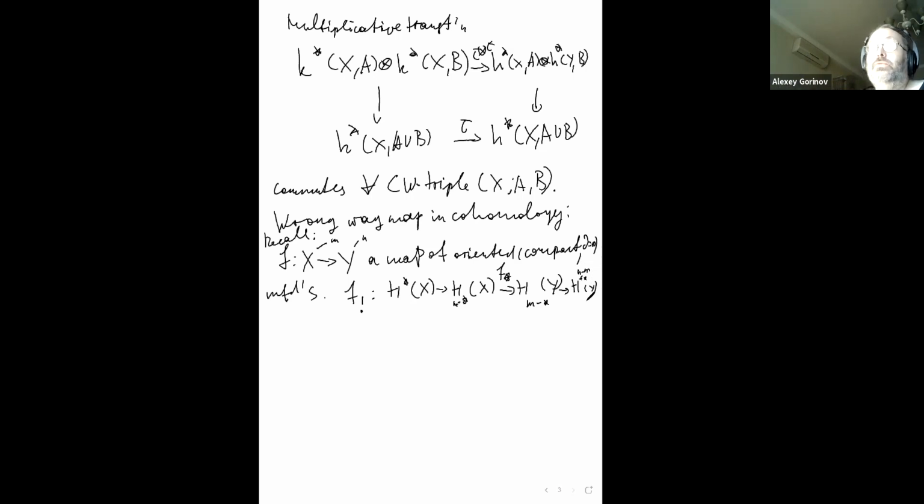We first dualize, then we apply the push forward map in homology, and then we dualize again. Well, we don't know what the Poincare duality for general cohomology means. So let's give an alternative construction of this map.